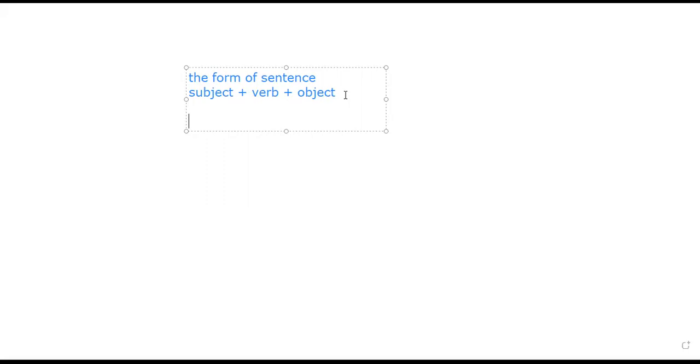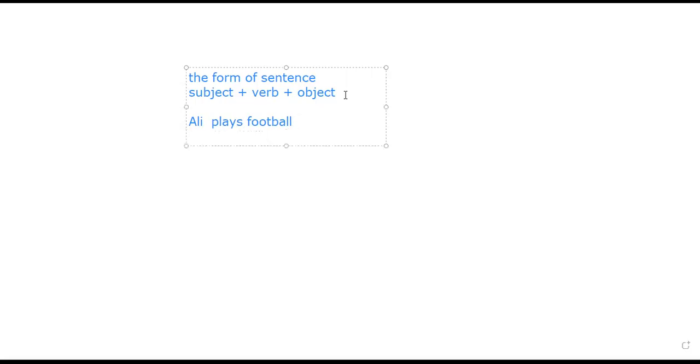For example: Ali plays football. Ali is the subject, plays is the verb, football is the object. All of this is the form of a sentence in English. The form of a sentence is supplied in parts: subject, verb, and object or complement of the sentence. Like Ali plays football.